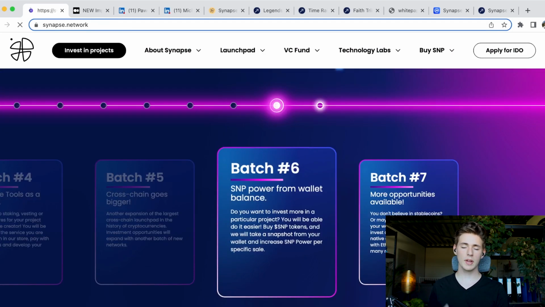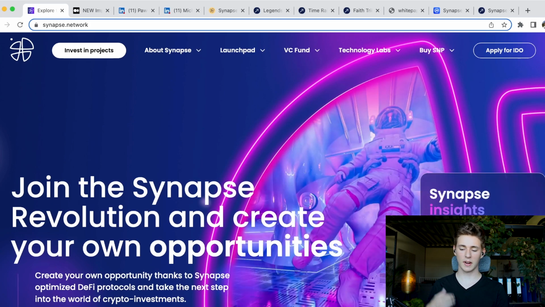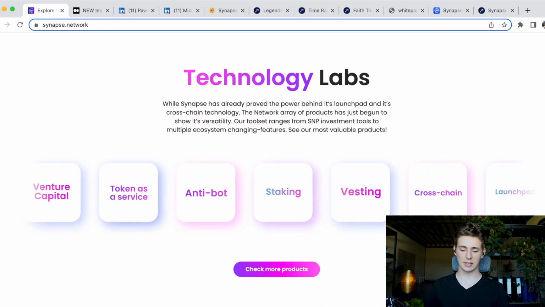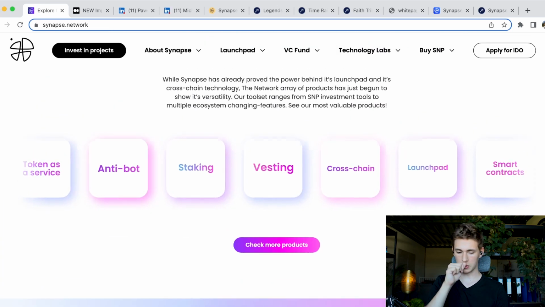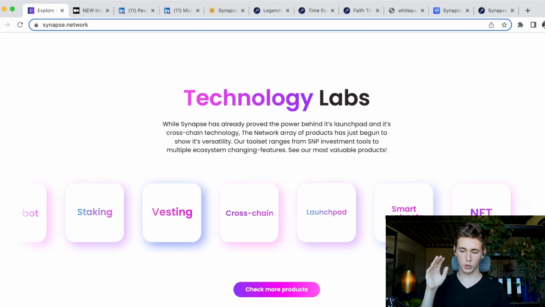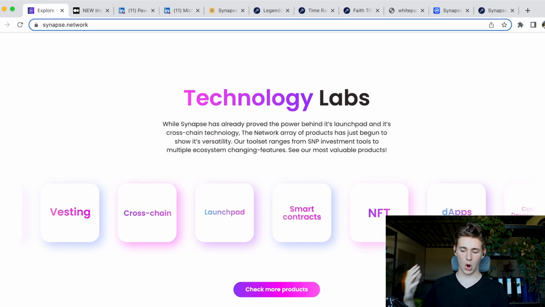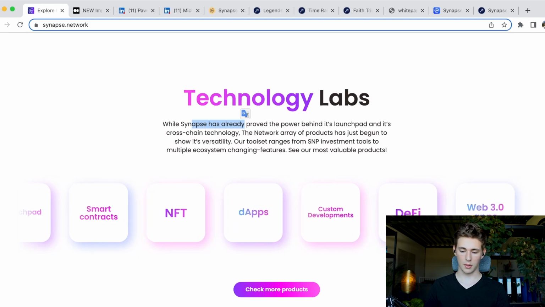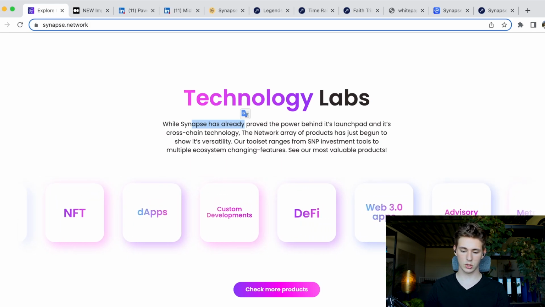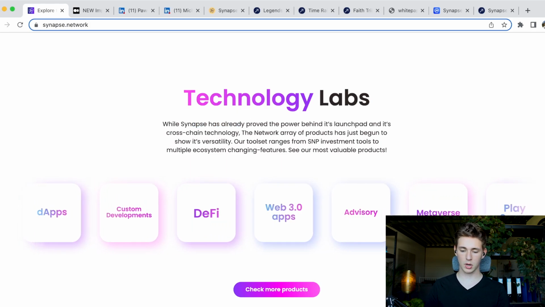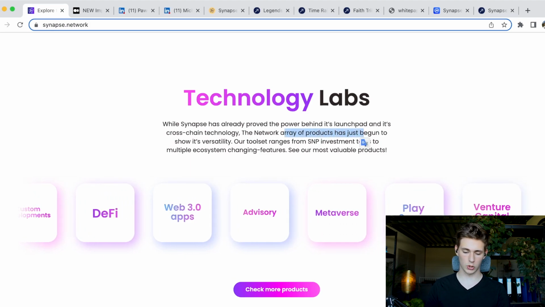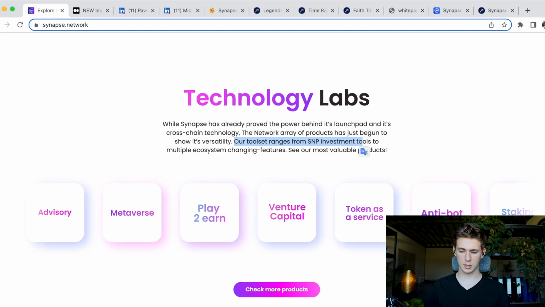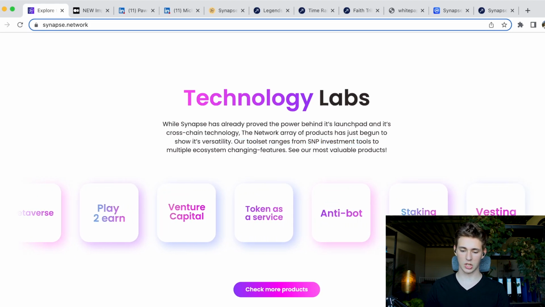All right, now moving over to the homepage. Here we can find even more information on the platform and the Launchpad, and eventually also the team. So this is all of the utility, everything that you can do on this platform. While Synapse has already proved the power behind its Launchpad and its cross-chain technology, the network array of products has just begun to show its versatility. Our toolset ranges from SNP investment tools to multiple ecosystem-changing features.